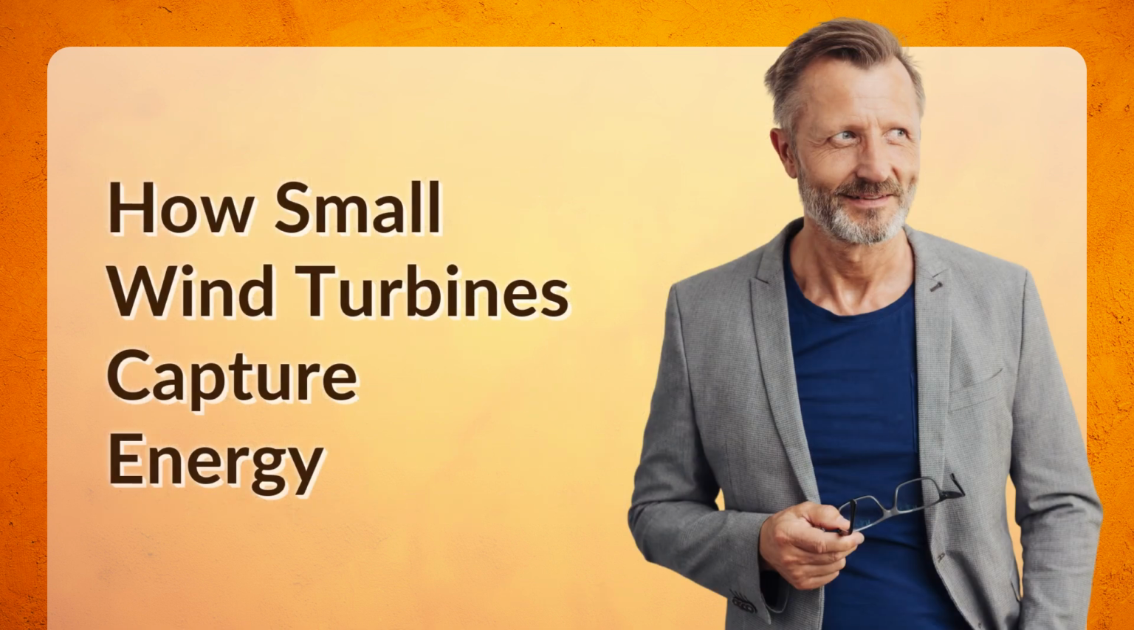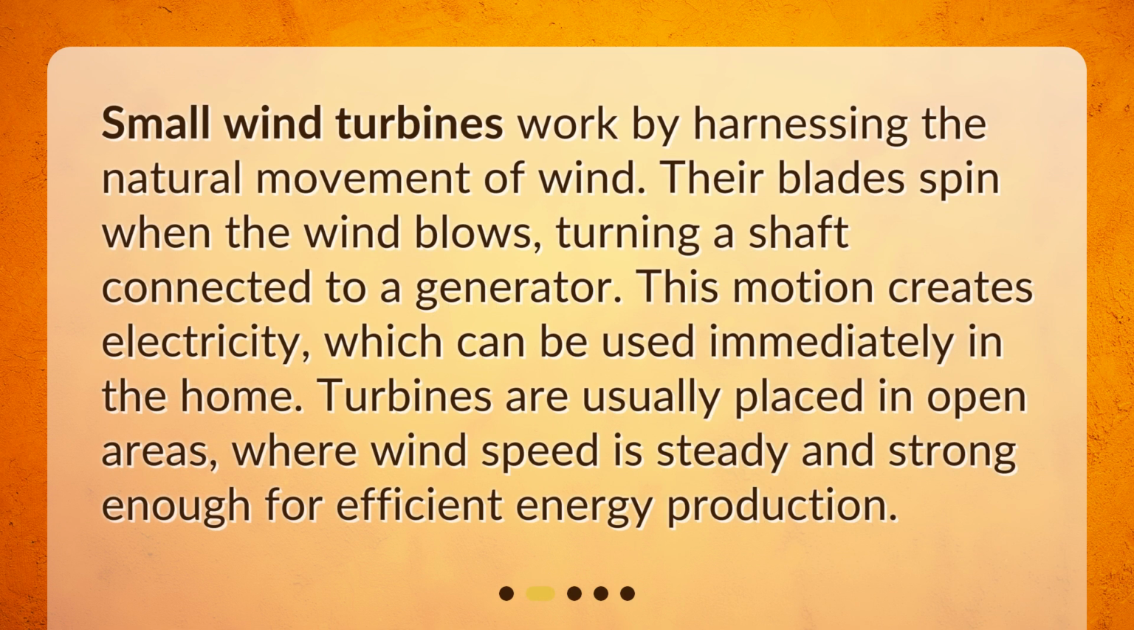How small wind turbines capture energy. Small wind turbines work by harnessing the natural movement of wind. Their blades spin when the wind blows, turning a shaft connected to a generator. This motion creates electricity, which can be used immediately in the home. Turbines are usually placed in open areas where wind speed is steady and strong enough for efficient energy production.